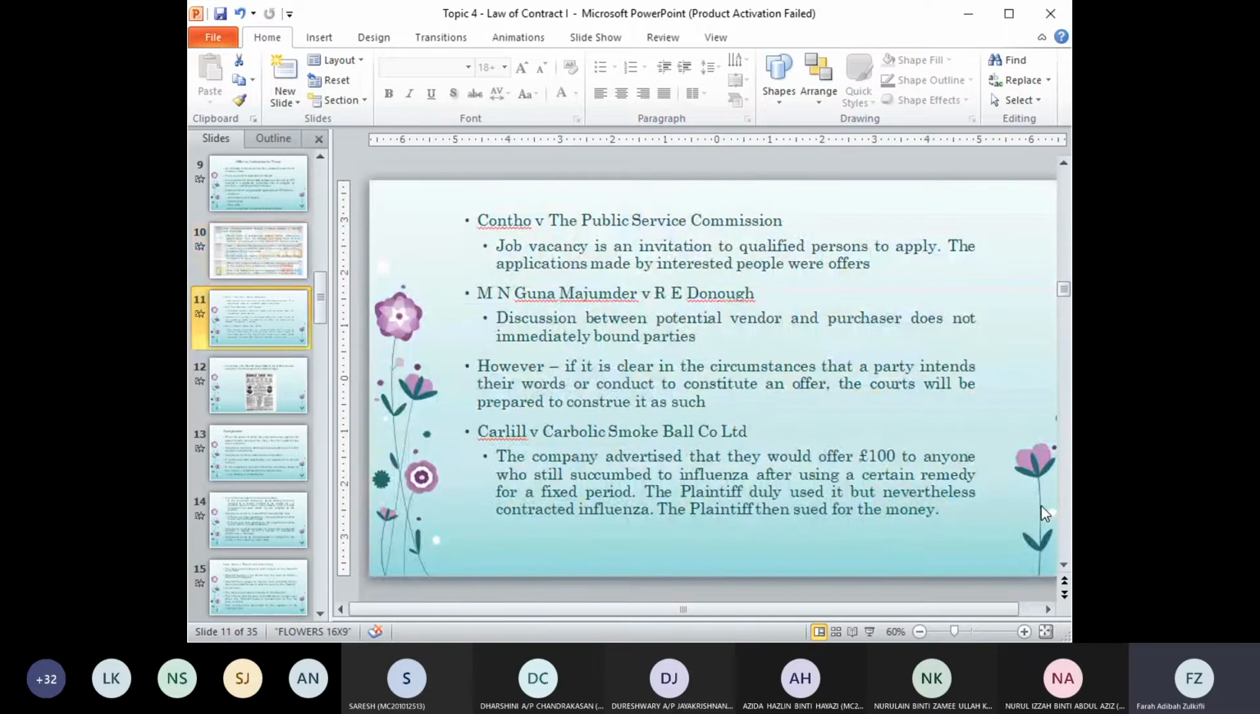Okay, so there are also other cases, like the case of Konto versus the Public Service Commission. A job advertisement, as I stated before, is an invitation to trade. It is an invitation for any qualified person to apply. When a person who is interested in the job applies, the person applying is making an offer. So when you are called for an interview, the company is considering your offer to accept you as a worker.